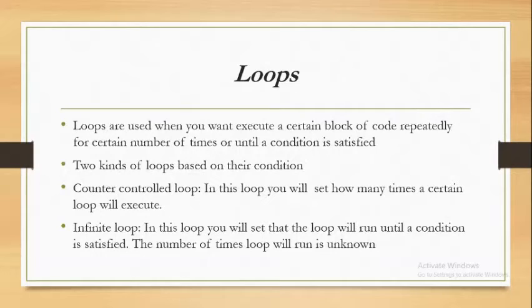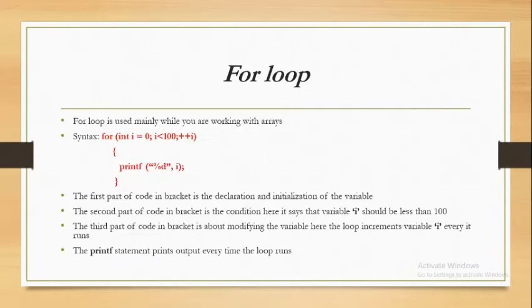So what are the types of loops? There are mainly 3 types: for loop, while loop, and do while loop. Let's see them one after another. For loop is mainly used when you're working with arrays. Arrays are nothing but a group of variables which we will study in a later section of the course.